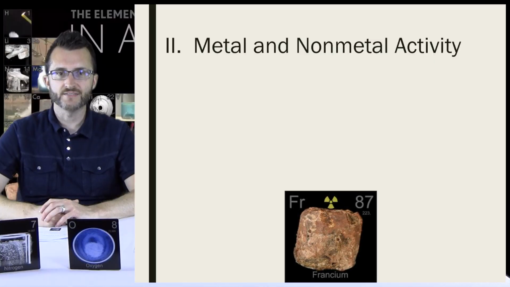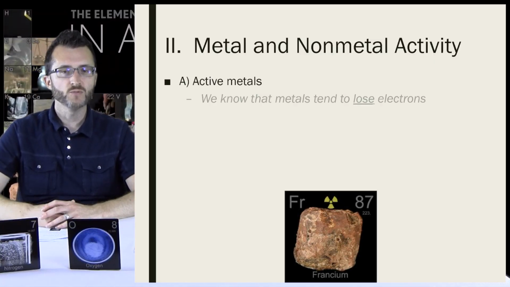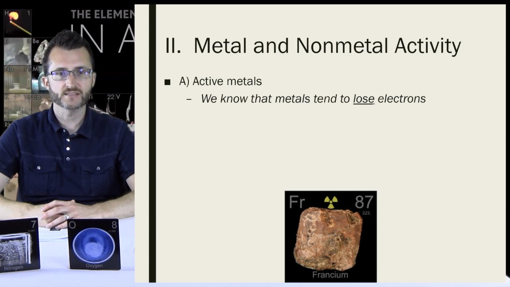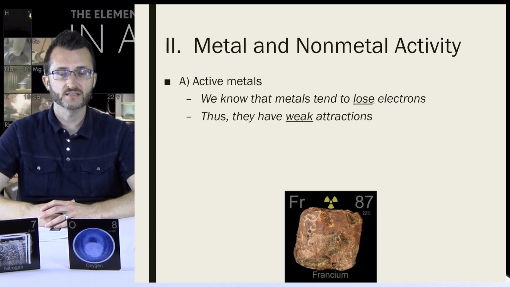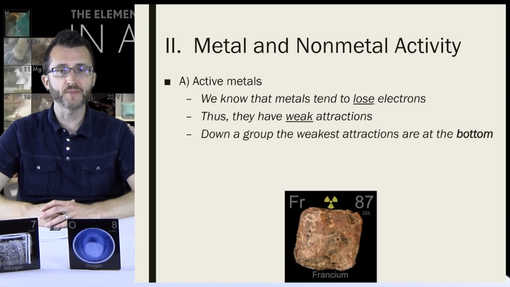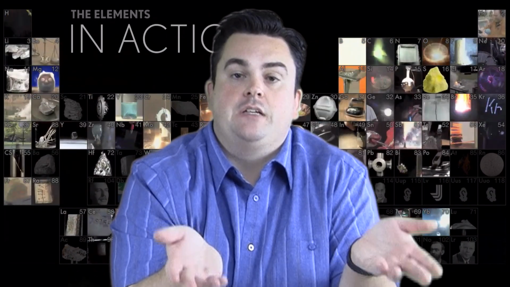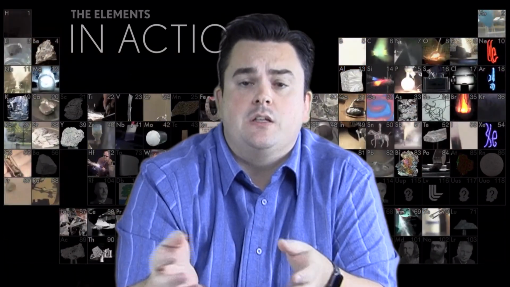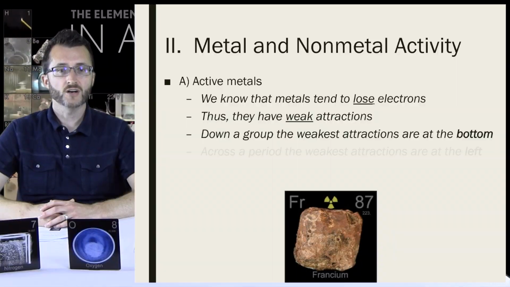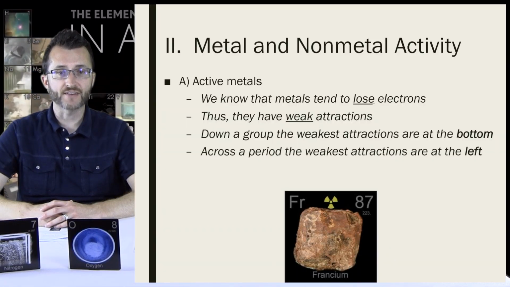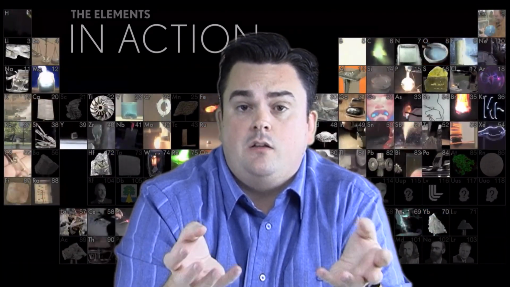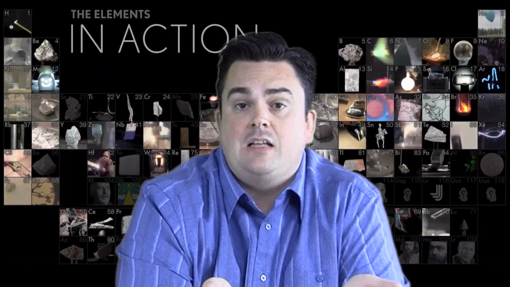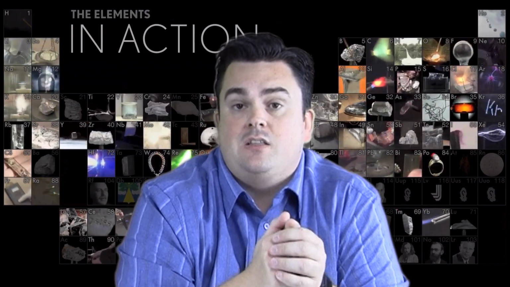Metal and nonmetal activity. Let's begin with active metals. We know that metals tend to lose electrons, thus they have weak attractions. Down a group, the weakest attractions are at the bottom. This is because as you go down a group, you have more PELs. So those valence electrons are very far from the nucleus, so the attraction is weaker. Across a period, the weakest attractions are at the left. Now the important thing to remember in terms of structure for a period is the atomic number or the number of protons. So as we go back towards the left, we have the least number of protons, therefore the attraction for those electrons is the weakest.